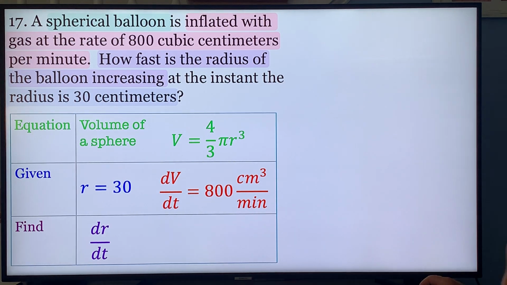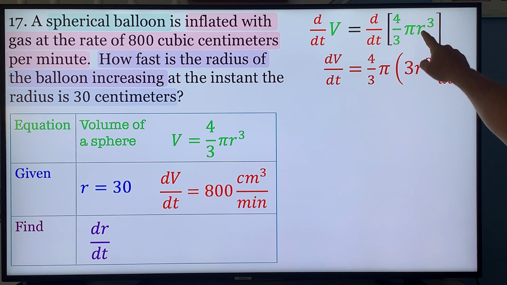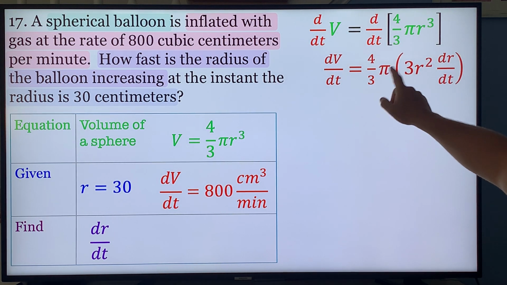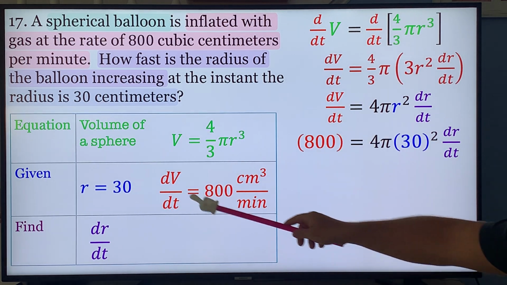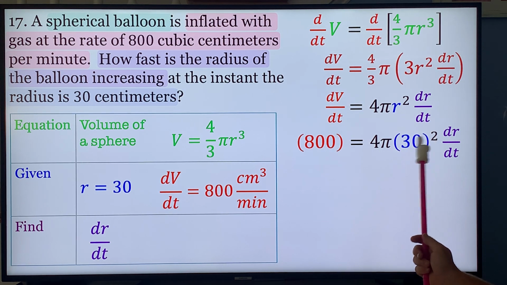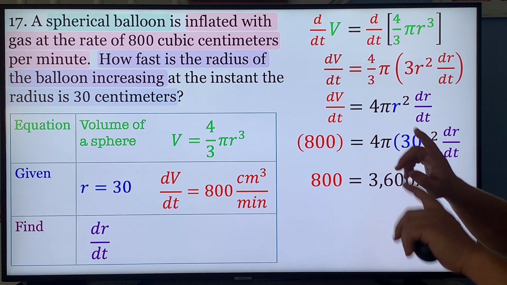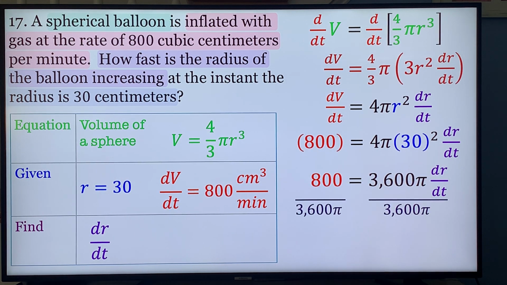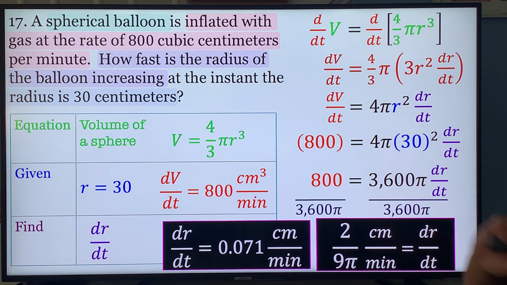So, let us see. Derive: dV/dt equals 4/3 pi times 3 r squared dr/dt. 4/3 of 3 is 4 pi r squared dr/dt. We plug in our 800. We plug in our 30. 30 squared is 900 times 4 is 3600 pi. 800 divided by 3600 pi, and you get 2/9 pi centimeters per minute, or 0.071 centimeters per minute. Right? That's pretty easy, isn't it?